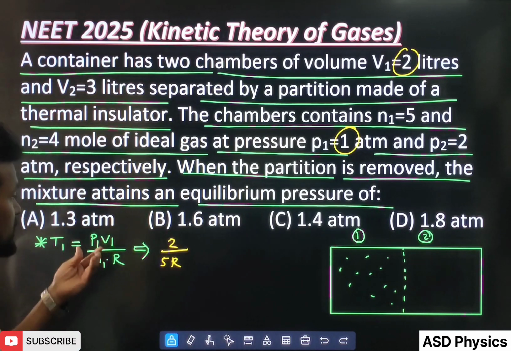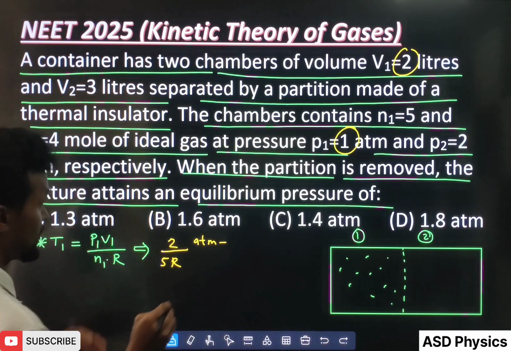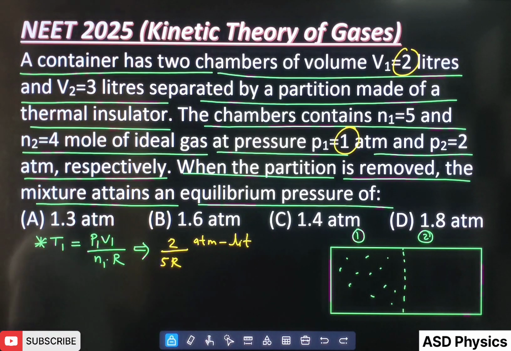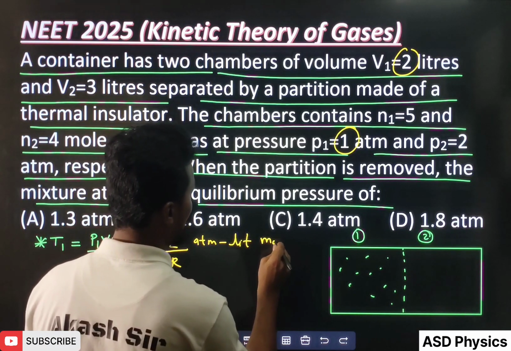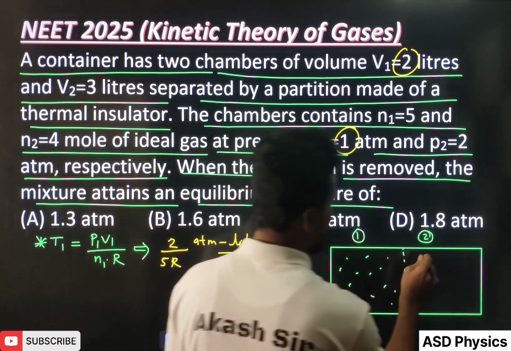Unit of P1 V1: P in atm. Okay. Unit is also very important. V1 in liter. And N1, what is given? N1 in mole. So we can write here mole inverse. Is it? This unit is also very important. Okay. So it's the temperature here.